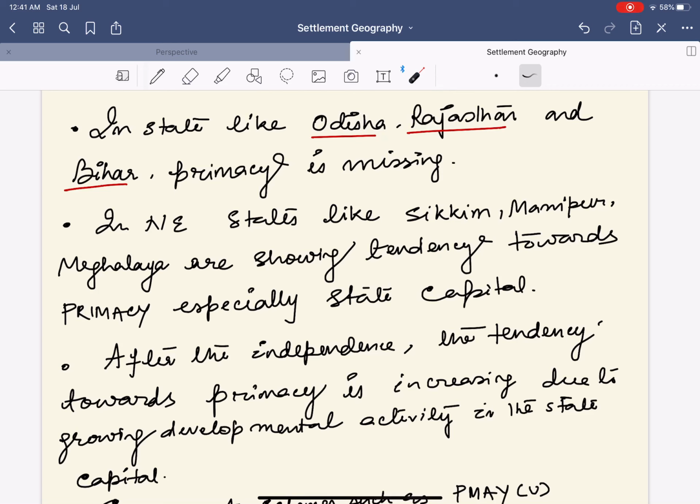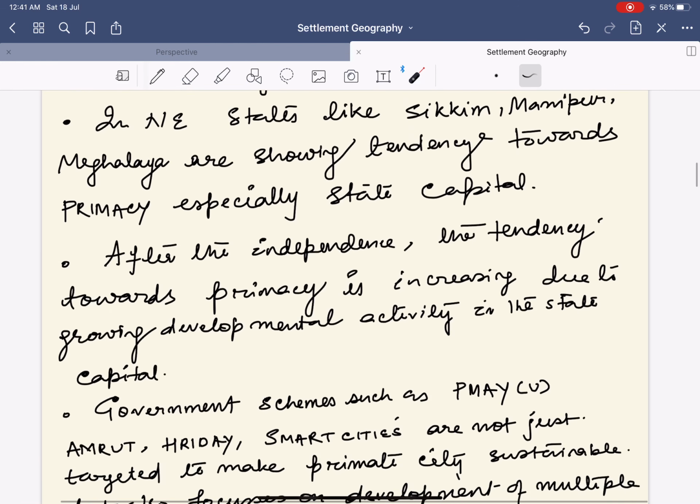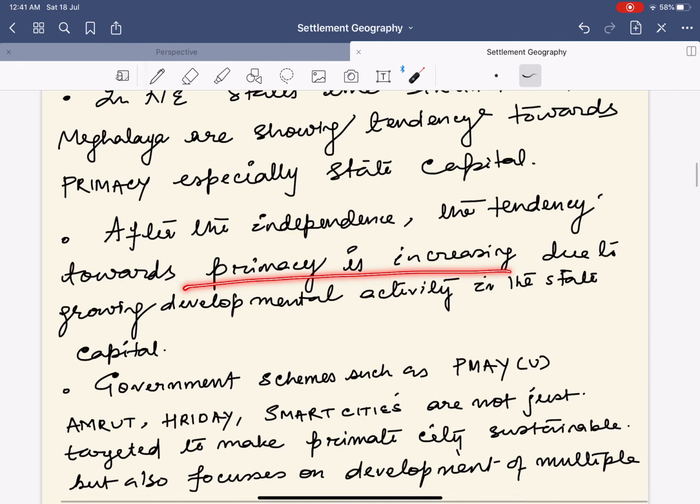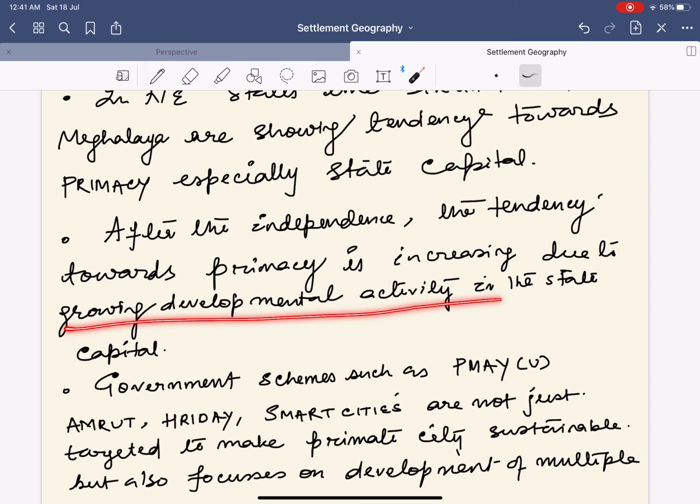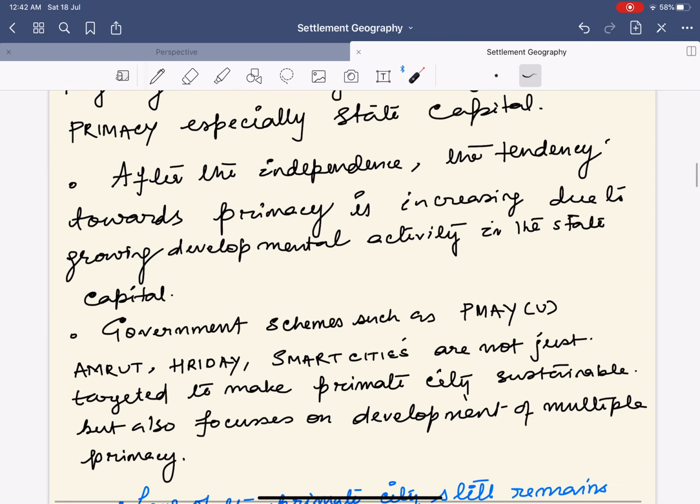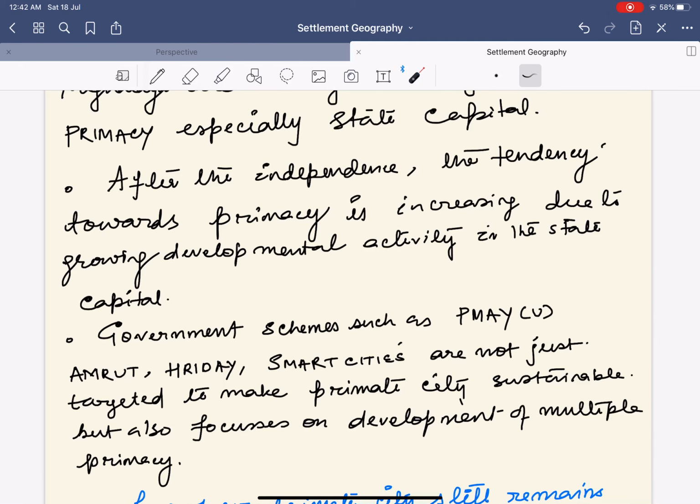Next, after independence, the tendency towards primacy is increasing due to the growing developmental activity in the state capital. This says that basically more investment, more MNCs that are coming, they are preferring the state capital rather than any other centers, because the state capital is well connected with road, railway, airway, and that is the very reason that the tendency of primacy is increasing.